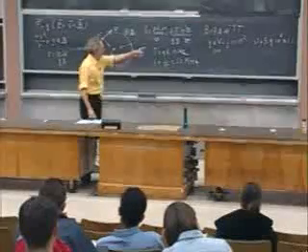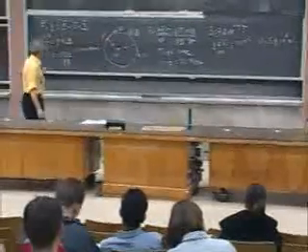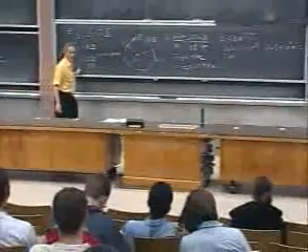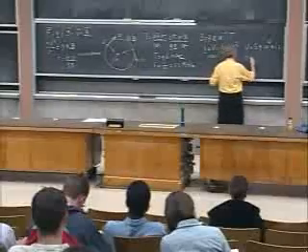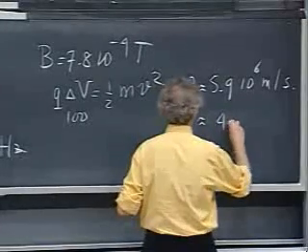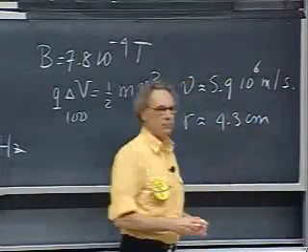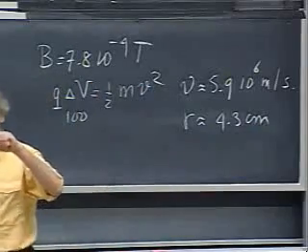And so I can use that velocity, substitute that in this equation, and then I get the radius of these electrons in that magnetic field. And that radius turns out to be about 4.3 centimeters. And that is a little smaller than the sphere that I have.